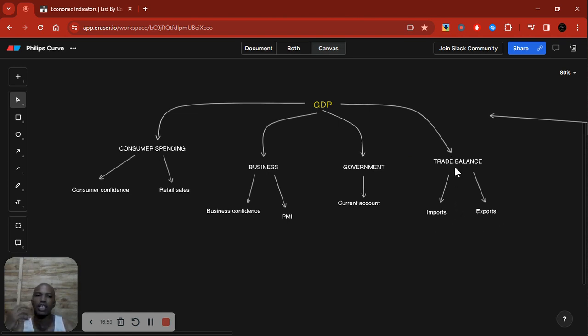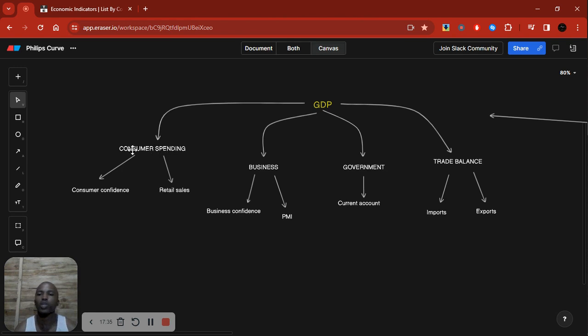So trade balance can be in a deficit or it can be in a surplus. When is it in a surplus? It is in a surplus when exports exceed what? Imports. That means the business is selling more than they are buying. And if the trade balance is in a deficit, that means imports are greater than exports. That business is selling less, but they are buying more. Like how you run a business, if you're not selling as much but you're always buying, then you run in a deficit, right? So essentially, that is how we look at the trade balance.